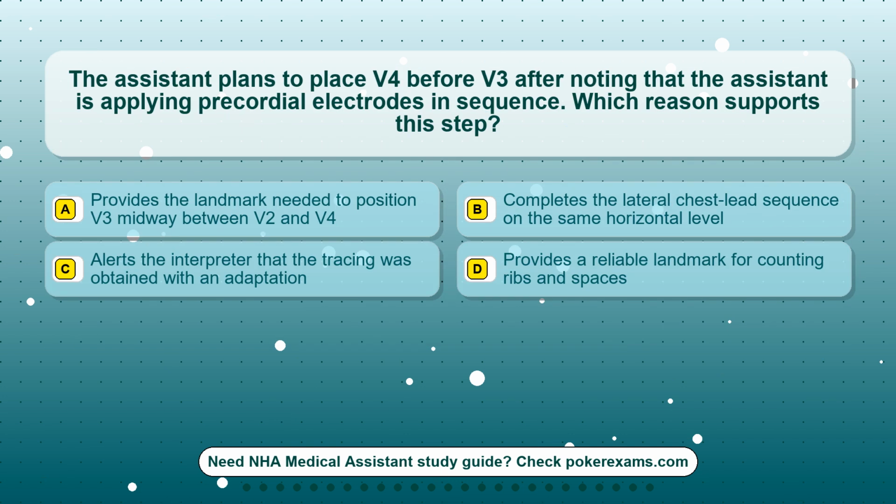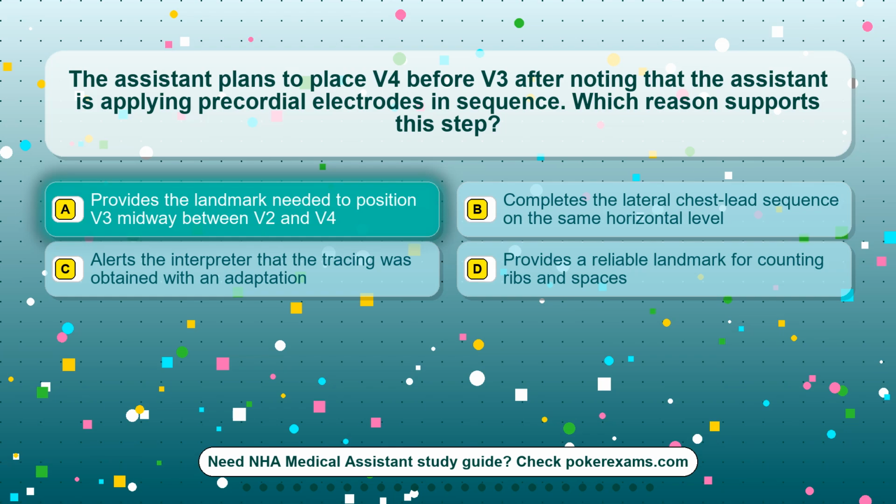Question 17. The assistant plans to place V4 before V3 after noting that the assistant is applying precordial electrodes in sequence. Which reason supports this step? Option A. Provides the landmark needed to position V3 midway between V2 and V4. Option B. Completes the lateral chest-lead sequence on the same horizontal level. Option C. Alerts the interpreter that the tracing was obtained with an adaptation. Option D. Provides a reliable landmark for counting ribs and spaces.